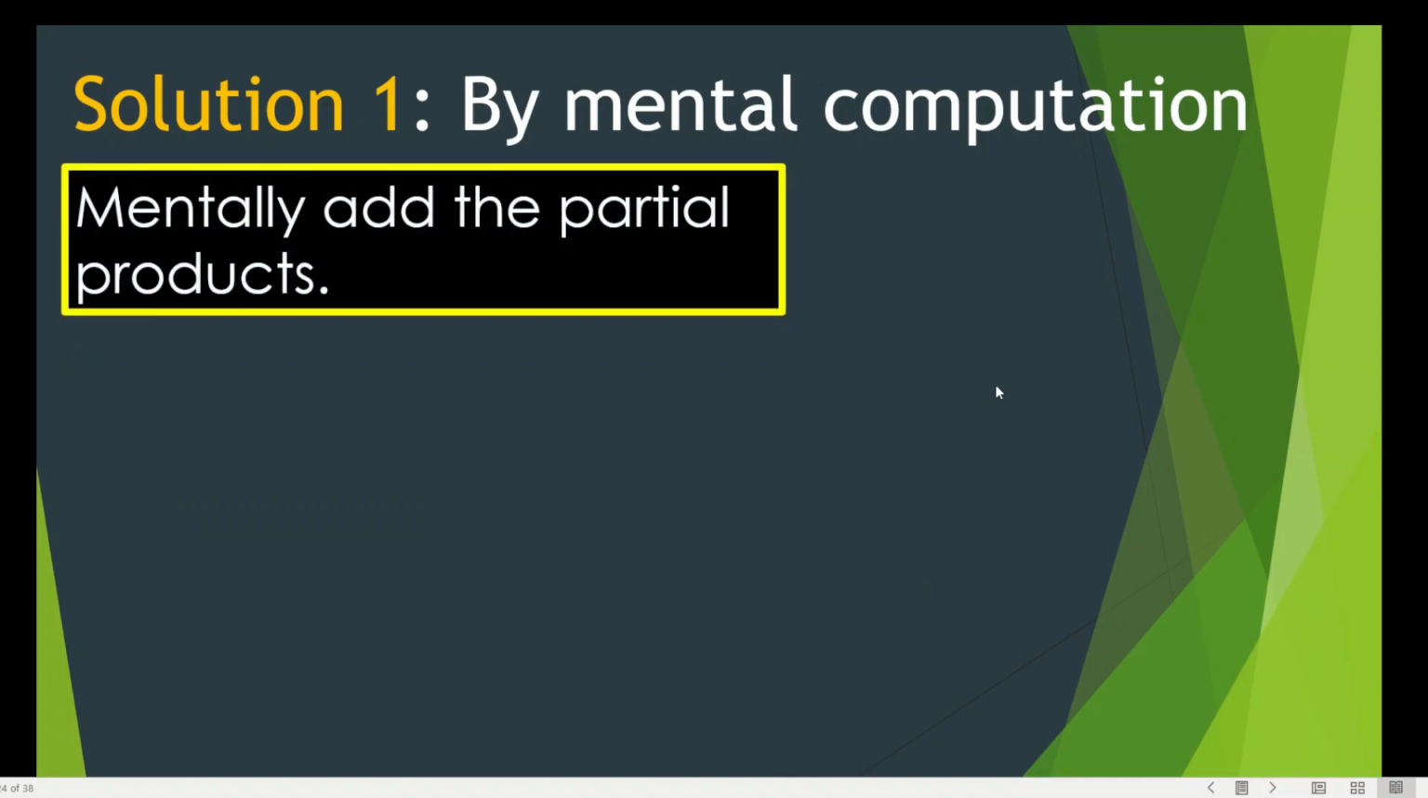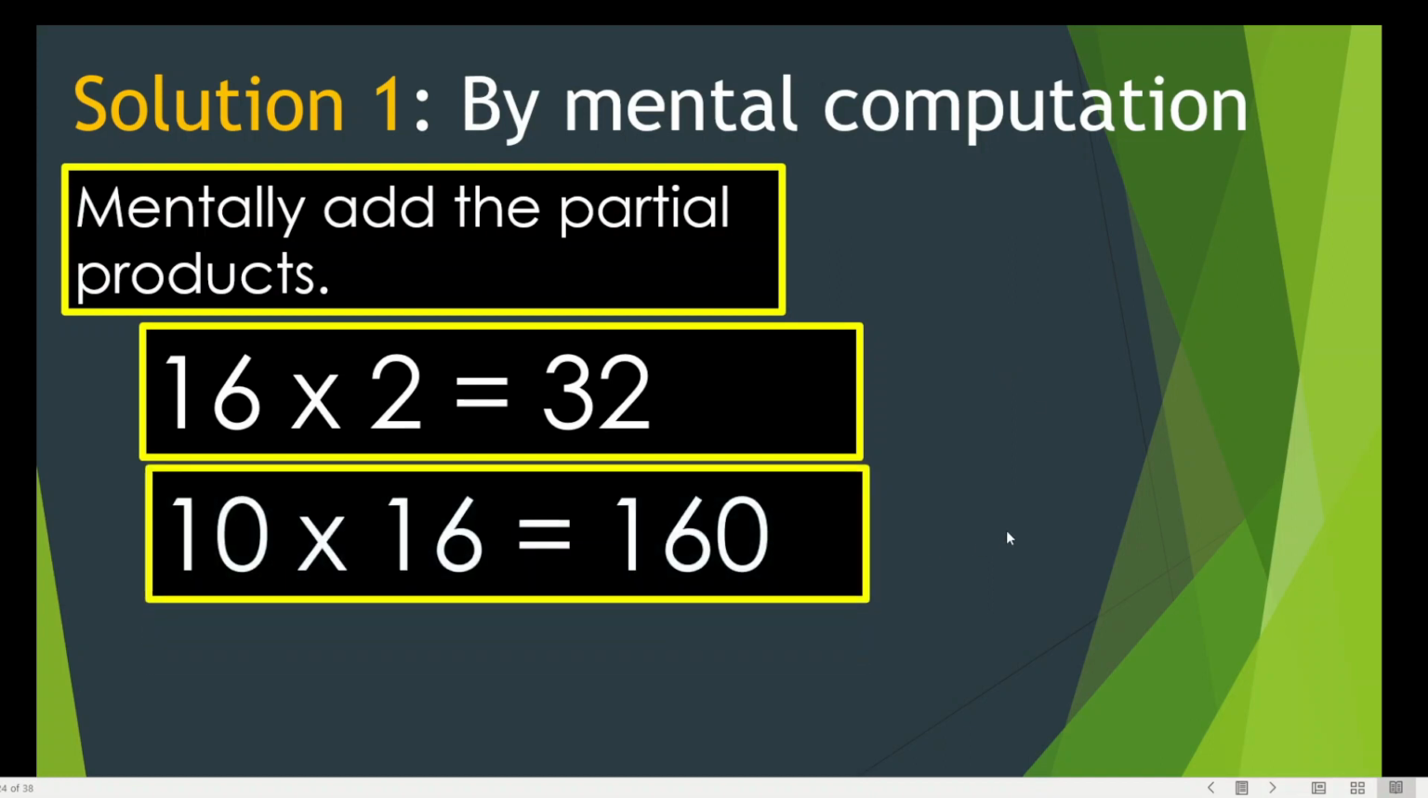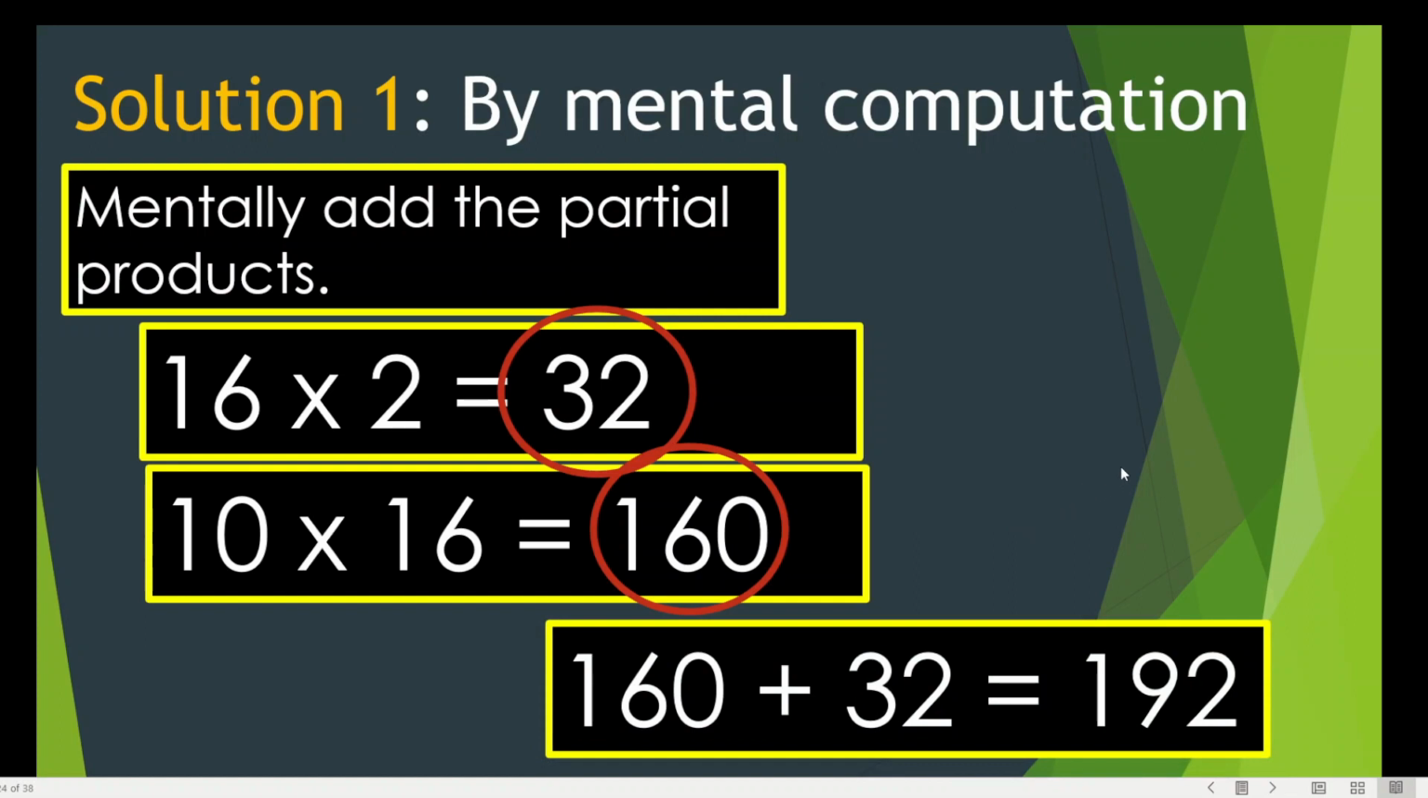Next, mentally add the partial products. So we have 16 times 2 equals 32 in the first partial product, and we have 10 times 16 equals 160 as our second partial product. So let us add those two partial products, and then we will get the answer 160 plus 32 equals 192. This is solution number 1 by mental computation.